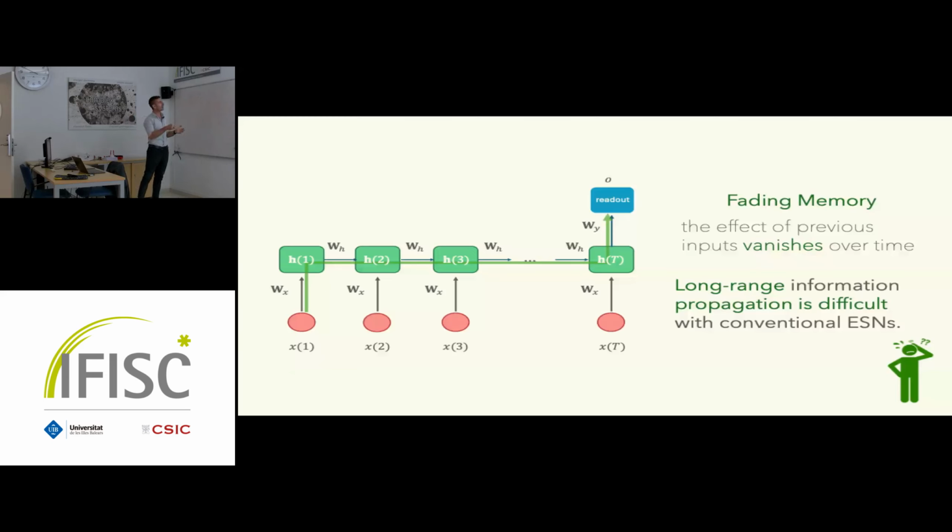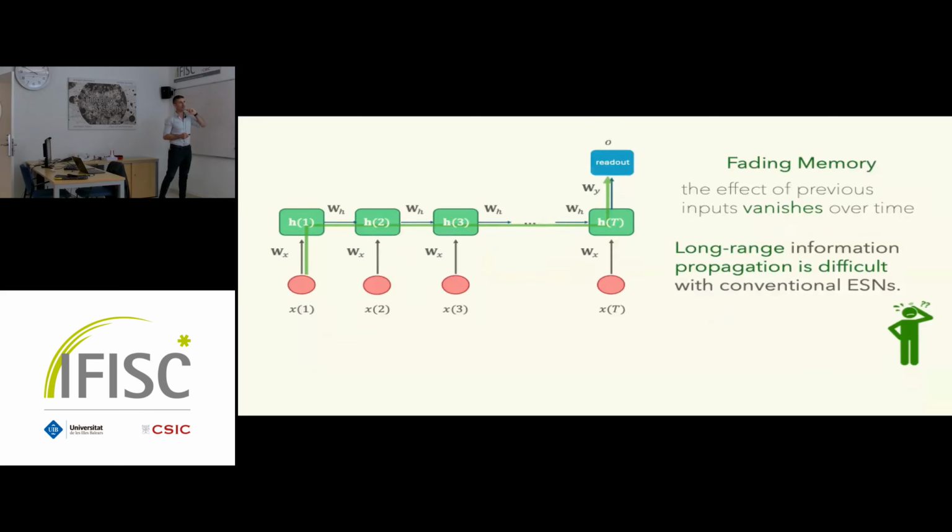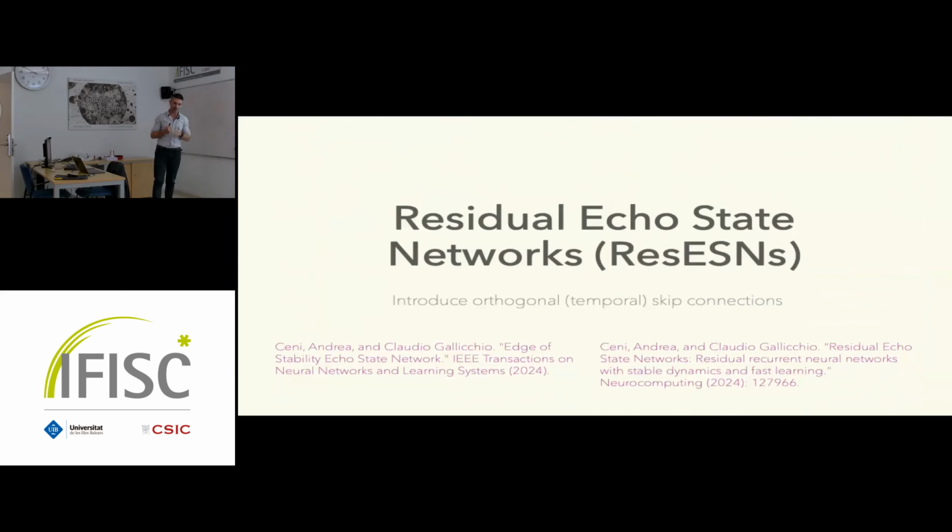So for example, if this point here actually is important to discriminate between different time series in this time series classification setup, and I have this fading memory property, it will be very difficult for my system, for my echo state network, to solve this problem, right? This is what is called nowadays in the deep learning community long-range information propagation. And it's difficult with conventional echo state networks, and in general also with conventional recurrent neural networks, exactly because of this fading memory characterization.